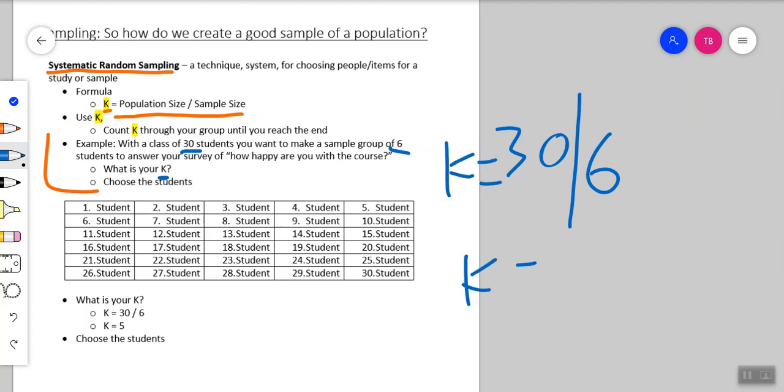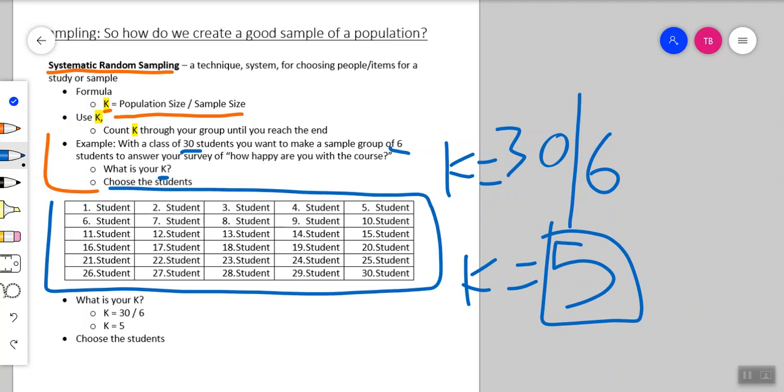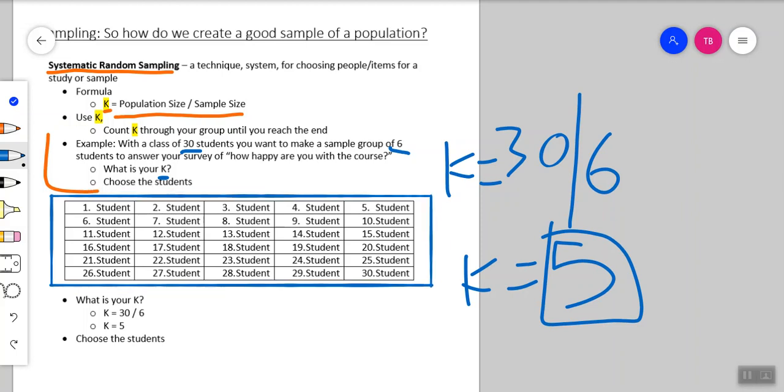So K equals 5. Now that we know K equals 5, we're going to go down to our little spreadsheet here. Let's say this is a seating chart of all the students. Each student is numbered. As part of this sample, you start off with a random one. So I'm going to start off on student 4, let's say. So student 4 would be one of my students that I choose for my sample.